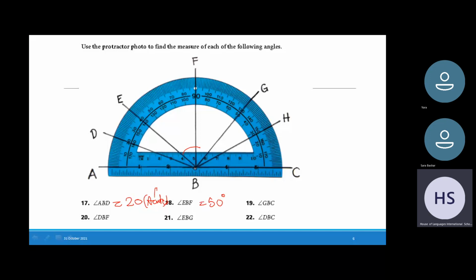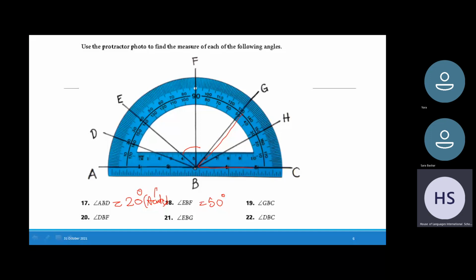Now, number 19, GBC. Starting from 130, ending at 170. It's 40? No, 50. Teacher, how did you get 50? Teacher, it's 100. Equals 20 degrees when acute.